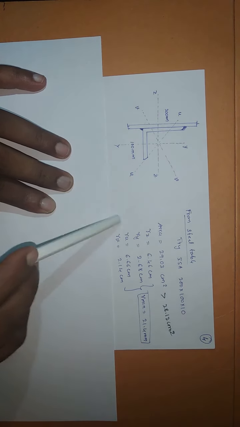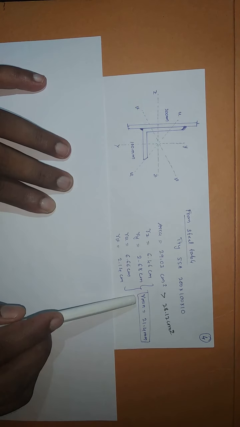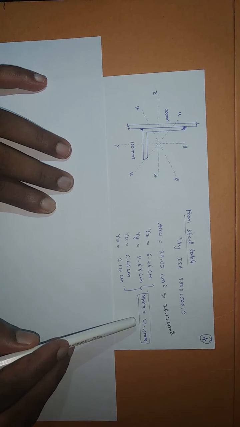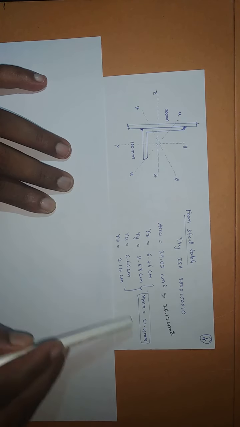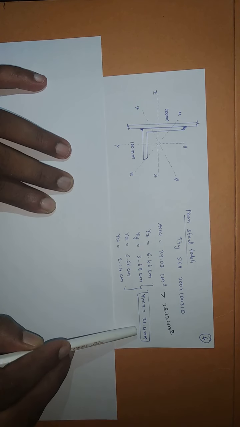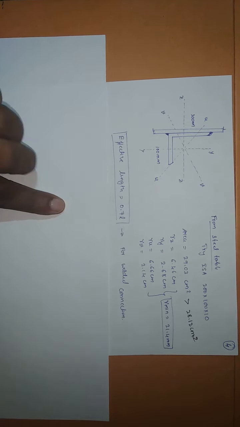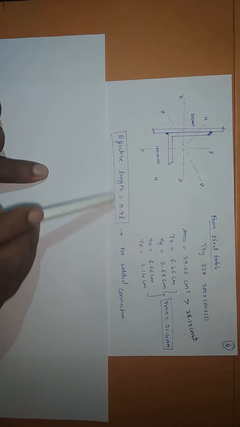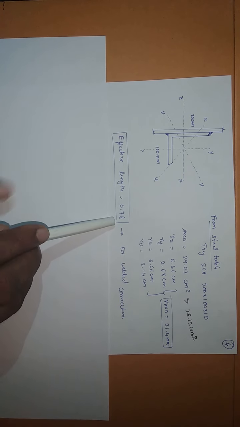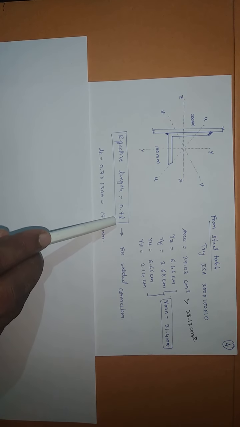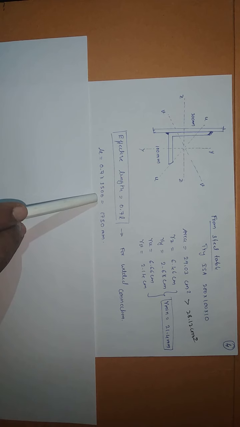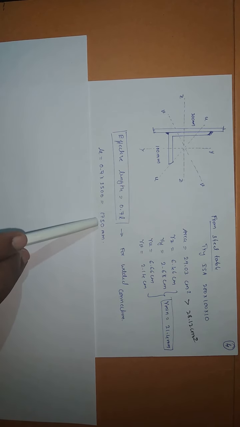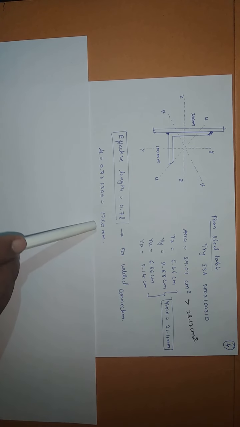These are the radii of gyration, out of which we have to choose r minimum, the least radius of gyration, that will be 2.14 centimeter or 21.4 millimeter. After that, we have to calculate the effective length. For welded connection, we have to use this formula 0.7 into L. Now let us substitute for L, that is 2500 millimeter. If you use a calculator, we will get 1750 millimeter. This is the effective length of the member.